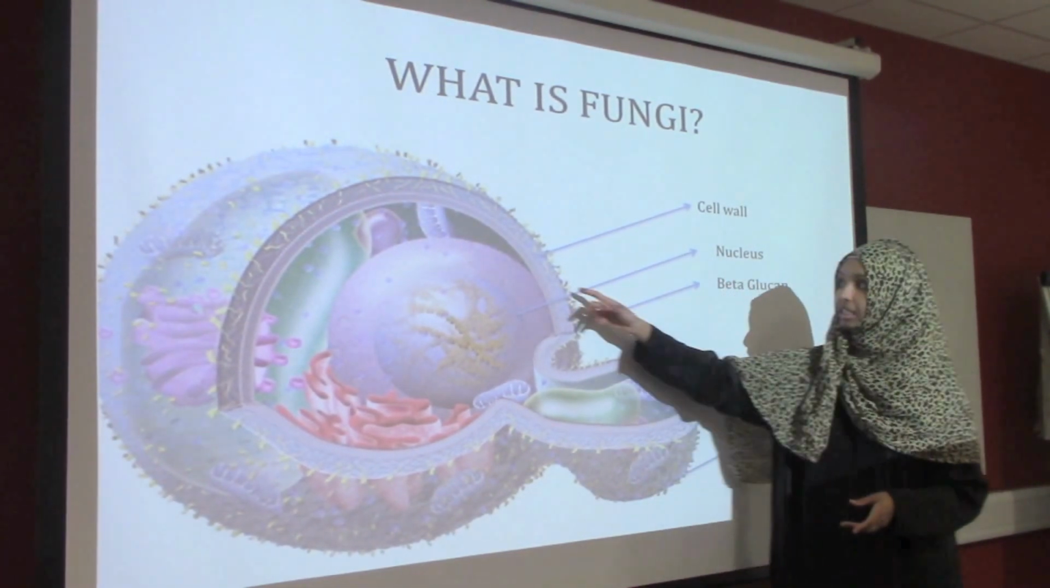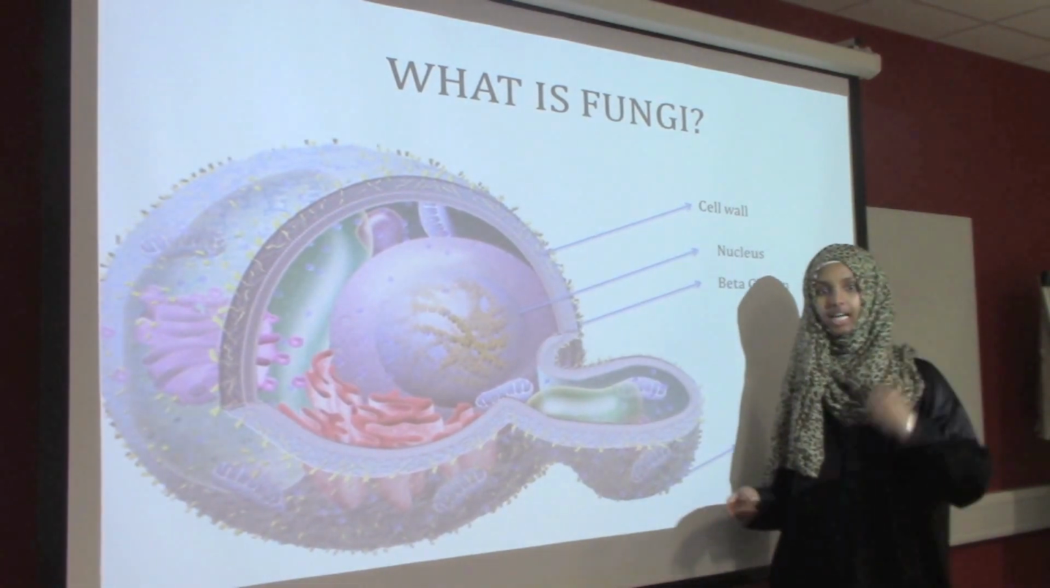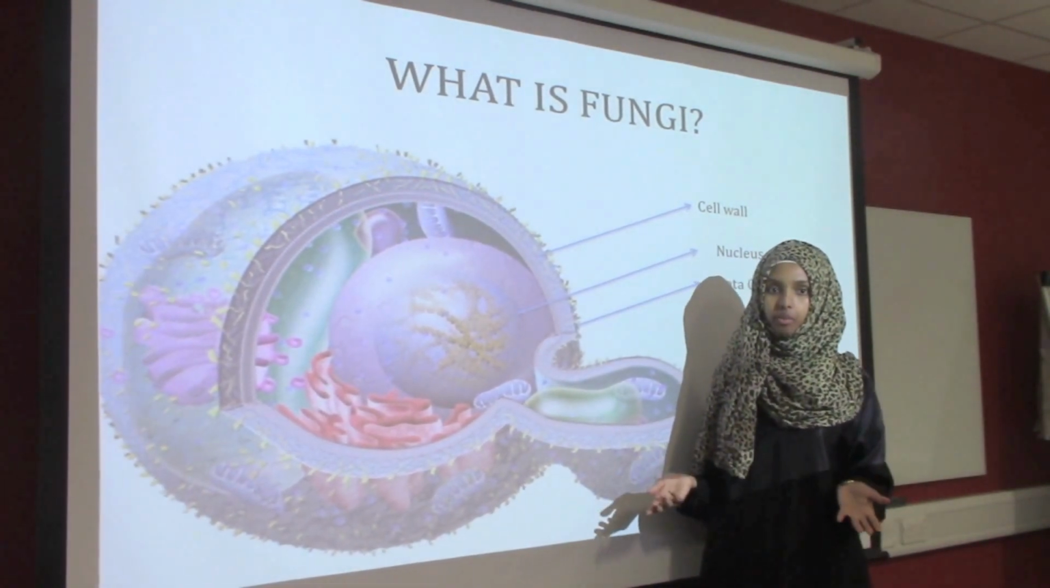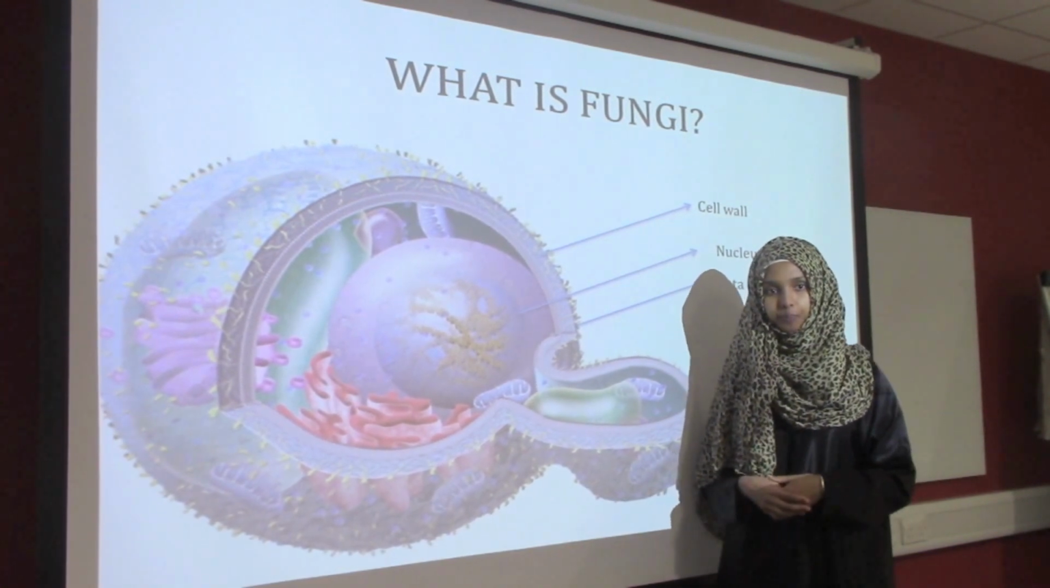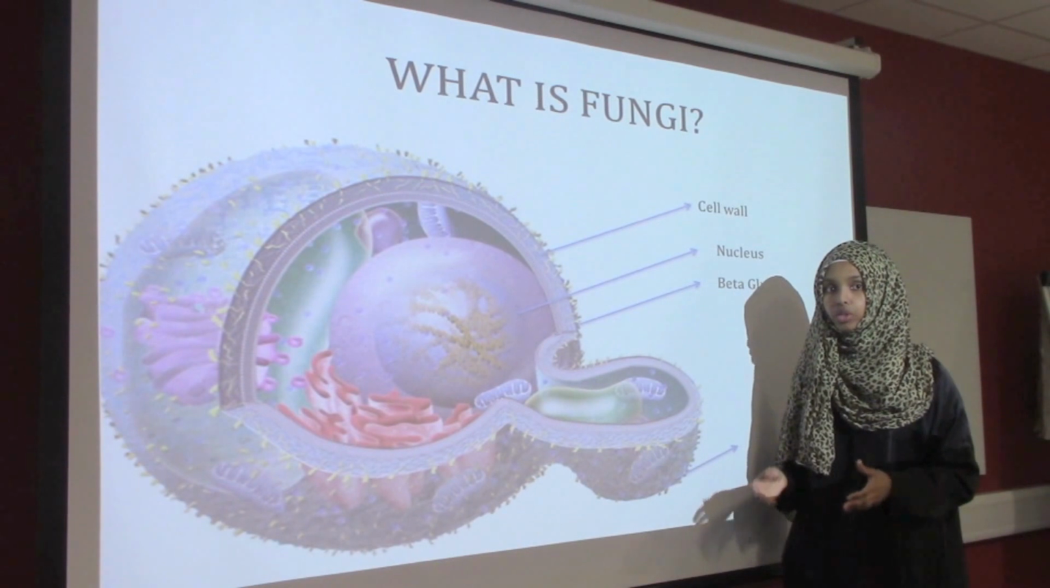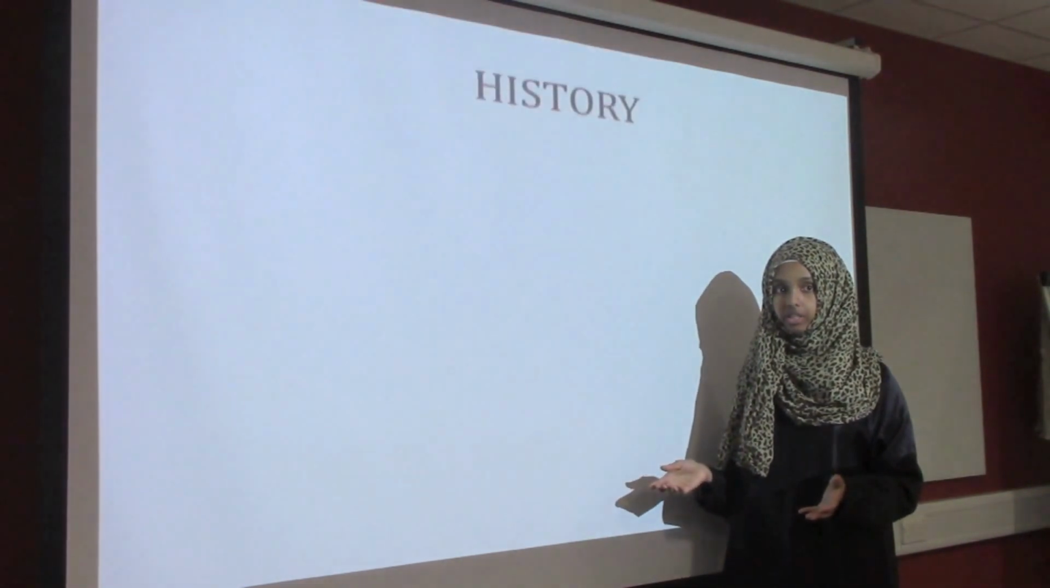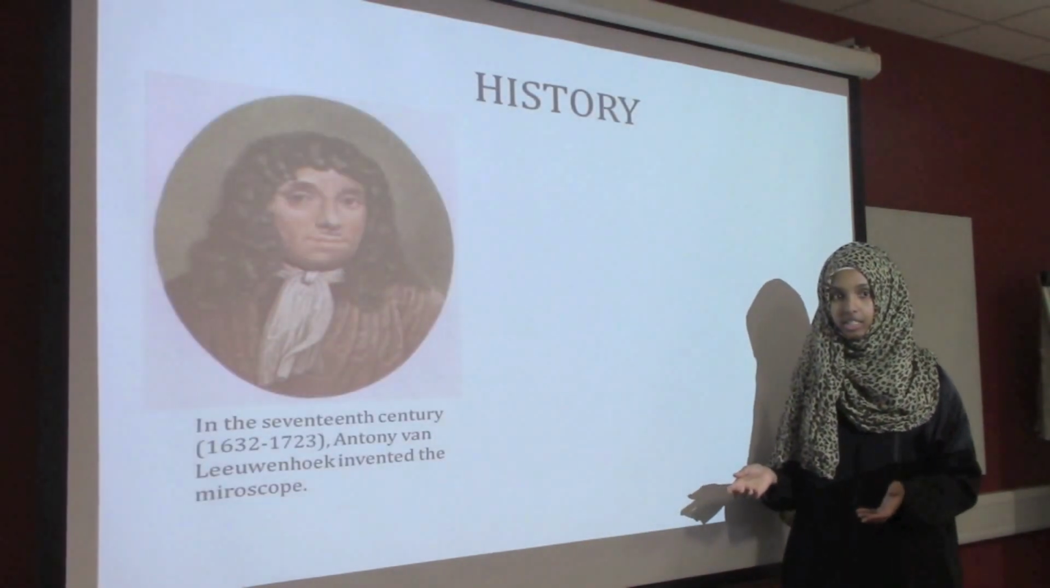This difference can be seen in the cell wall that contains glucan and chitin, instead of cellulose found often in plants and protists. Its lack of chloroplasts requires alternative energy sources. These structural differences were not identified until Anthony van Leeuwenhoek invented the microscope in the 17th century.